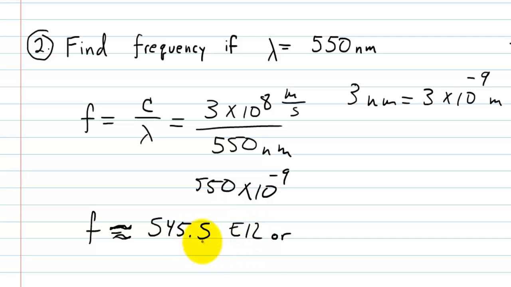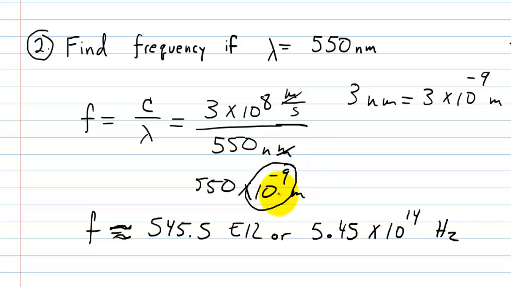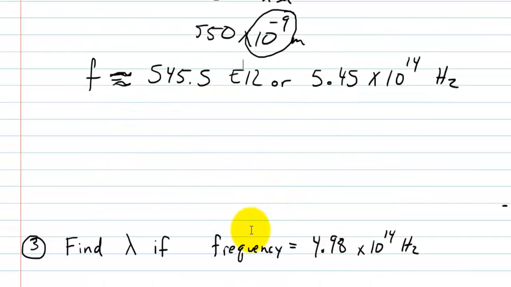decimal places you're going to have to shift this. You could also see it as 5.45 times 10 to the 14, and this is going to be, of course, in hertz, because here these meters cancel out with those meters, and that's because I shifted it to the negative 9, which is what nanometers is. Okay, so now let's go on to the next one, number 3.